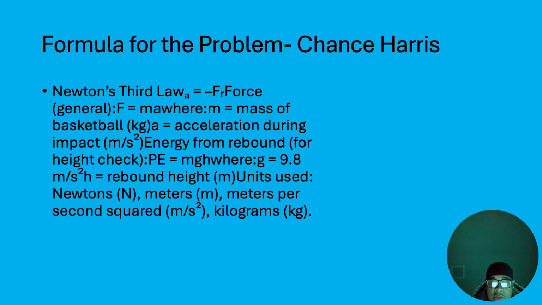the acceleration during impact. I also included another formula that helps check whether the rebound height is reasonable, the potential energy formula, and that would be PE equals mgh. All the variables here are normal physical ones: mass in kilograms, force in newtons, distance in meters, and acceleration in meters per second squared. These formulas help tie the force pair to the motion we actually see when the ball bounces back up.